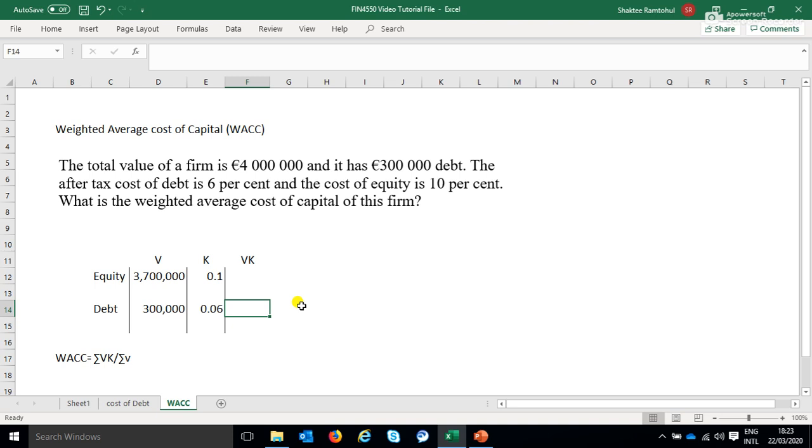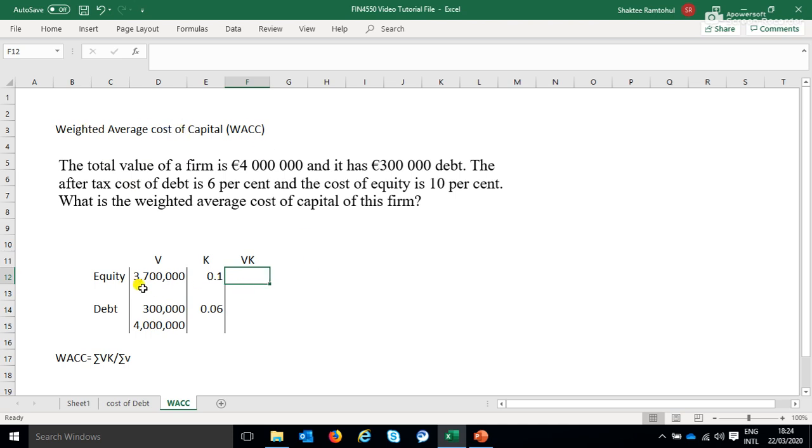Now, the aim is to calculate the weighted average cost of capital, and taking you back to my original lecture, I mentioned that if we have a combination of equity and debt financing in the business, so in our case, 3.7 million of equity and 300,000 euros of debt, our cost of capital, our cost of raising the 4 million, cannot be 10% because that is only the cost of equity. It also cannot be 6% because that is the cost of debt. So basically we have to find an average between the two, hence the term weighted average cost of capital.